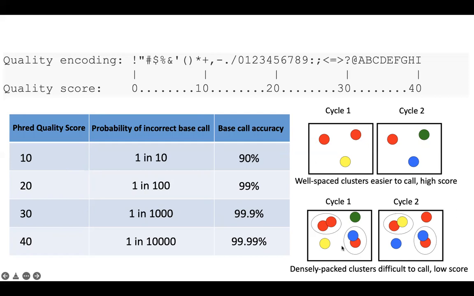And again, this is all based on how clearly the clusters, the spots, can be read. If they are nicely separated, you get a good color, and you get a high value. And if they are close together and a bit awkward to read, then you get a lower score.